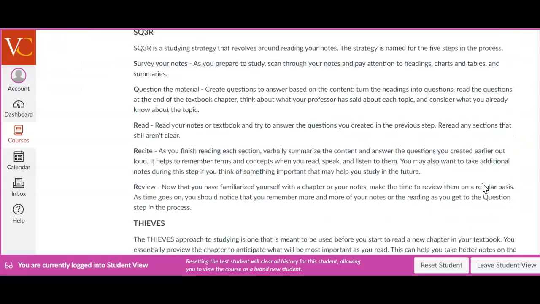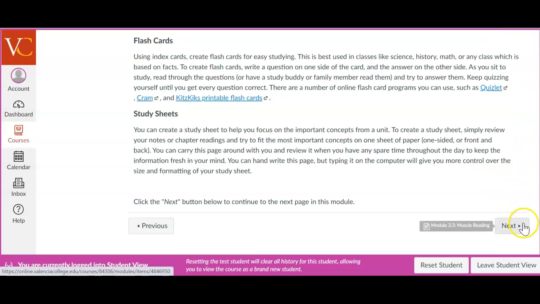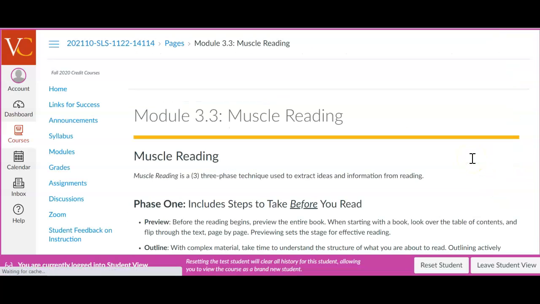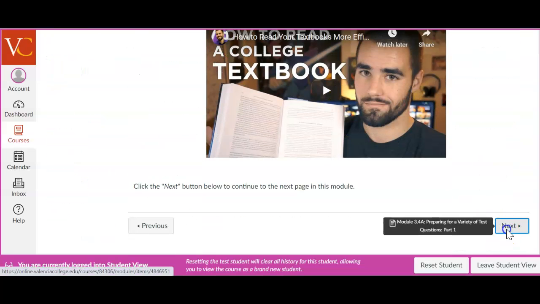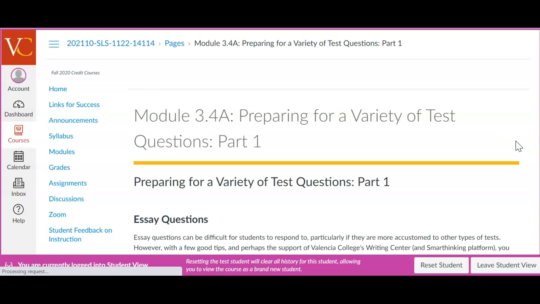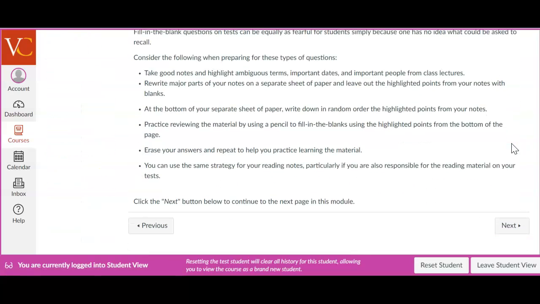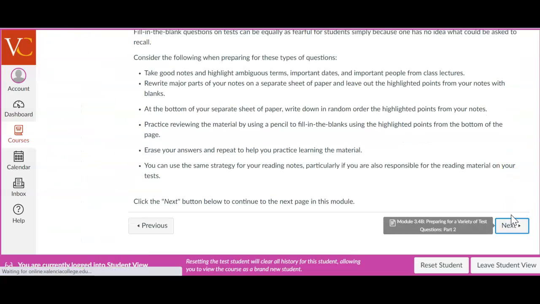I've got all these little videos and stuff showing you how to study and how to take notes. No one ever taught me that. Even pretty much till I taught this class, I didn't necessarily know that there were names for strategies of how to study. I just read my notes. So we'll keep going. How to read your textbook. How to prepare for test questions.